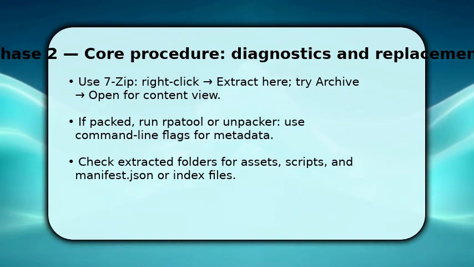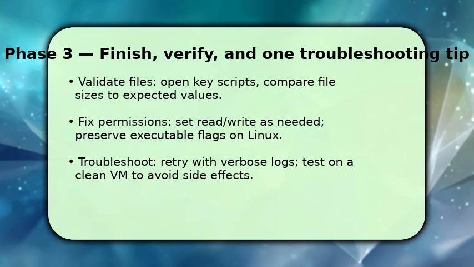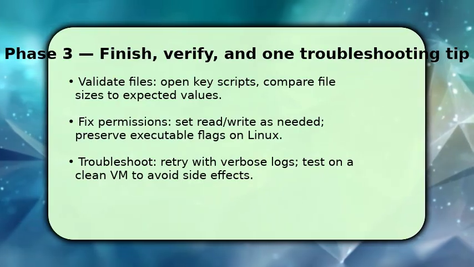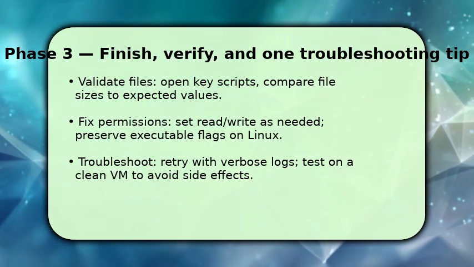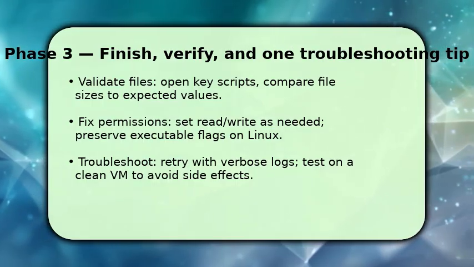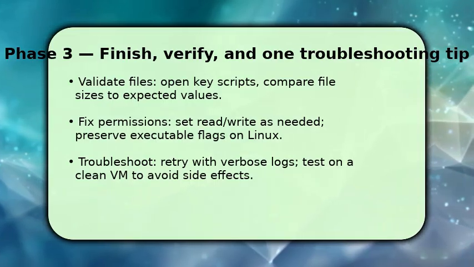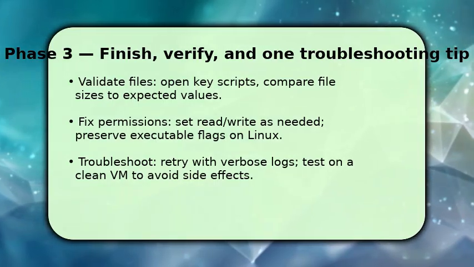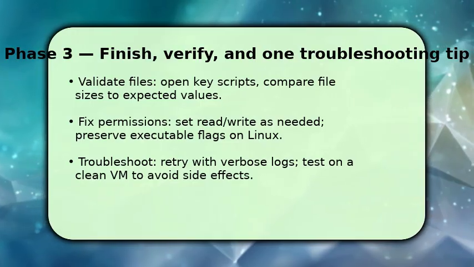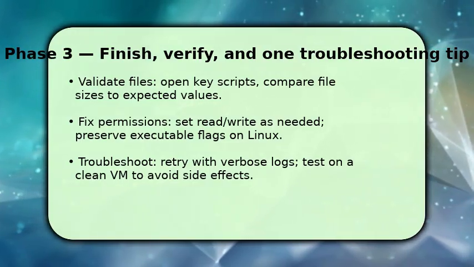Open main scripts or manifest files to ensure they're readable and that file sizes match expectations. On Linux, preserve executable bits. On Windows, unblock files if needed. If something fails, run the extraction again with verbose logging to capture errors, or try an alternate tool. Sometimes different unpackers handle edge cases.